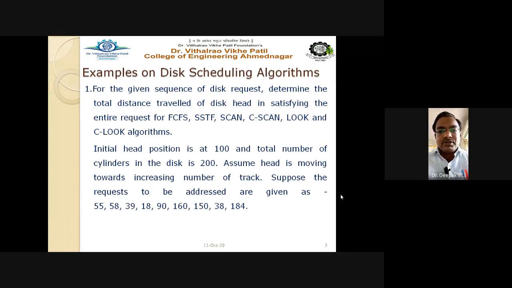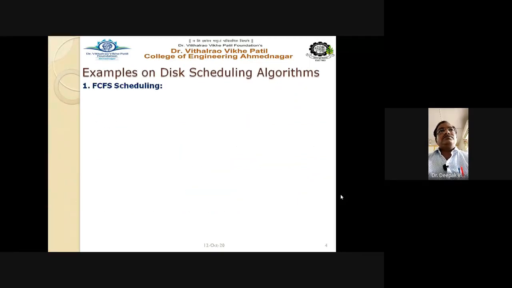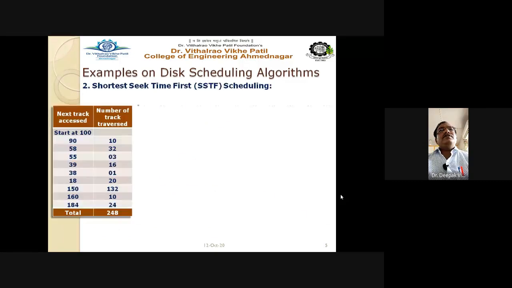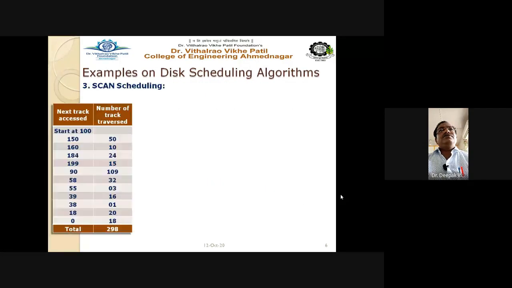We have seen a few examples in the previous lectures. Today also we are going to discuss some examples based on these algorithms. See here on the PPT, this is the first example, which I think we have already discussed in the previous lecture. Now we will go for the next example. This one is the SSTF and the scan scheduling.